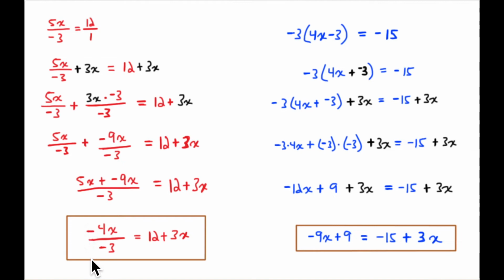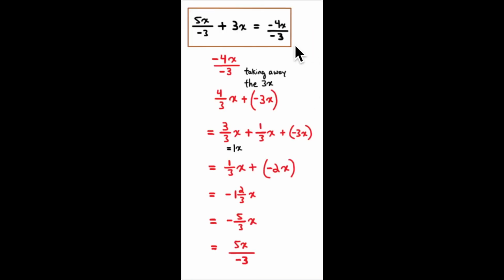But this looks different. So I want to prove that this does, in fact, equal 5x over negative 3 plus 3x. So now I want to prove that 5x over negative 3 plus 3x does, in fact, equal a negative 4x over negative 3. I'm going to prove that by taking this 3x away from the negative 4x over negative 3. So negative 4x over negative 3, I'm going to take that 3x away. So I'm going to add a negative 3x. And I'm going to change this to 4/3 x. So negative 1 divided by negative 1 is 1. So that's 4/3. You're left with 4/3 x.